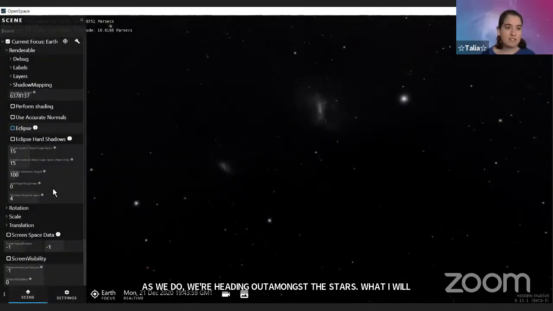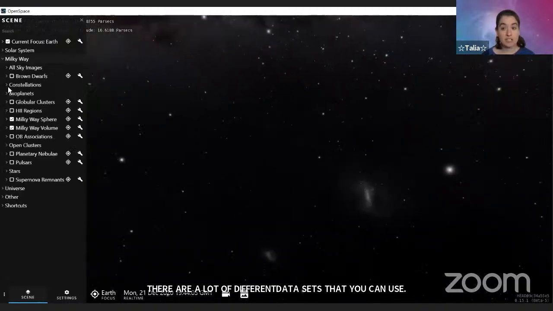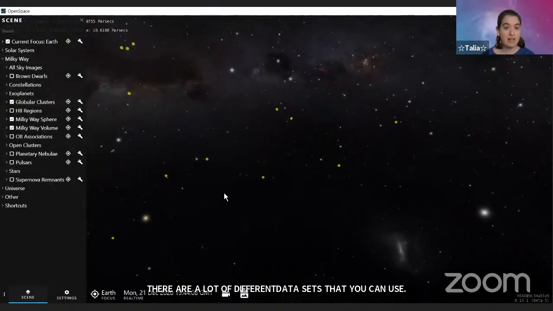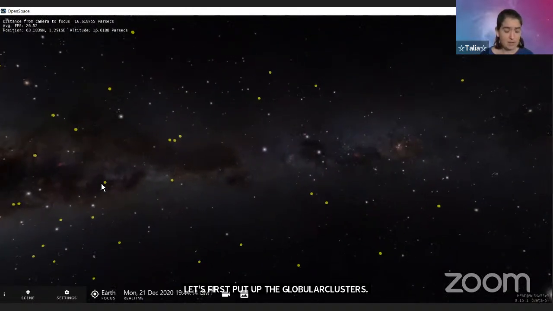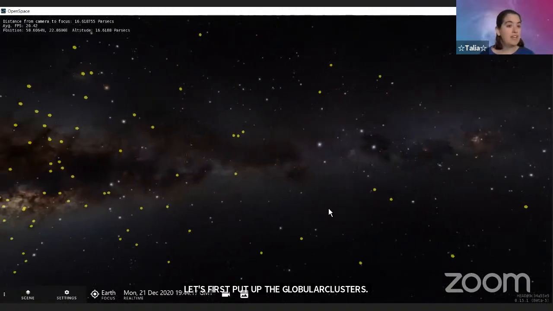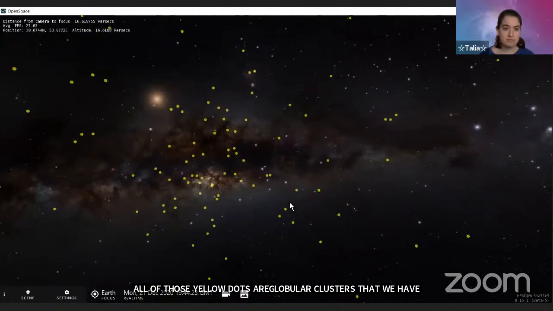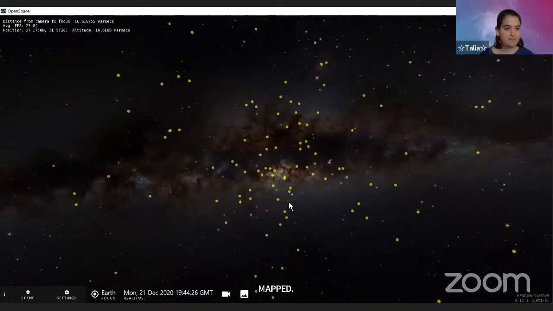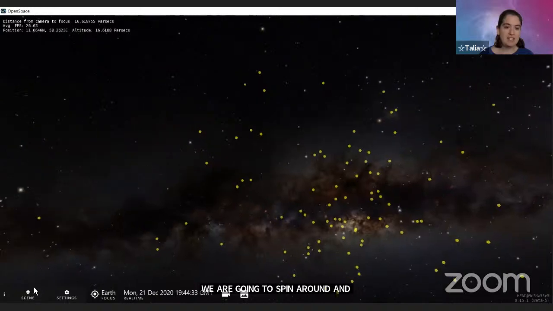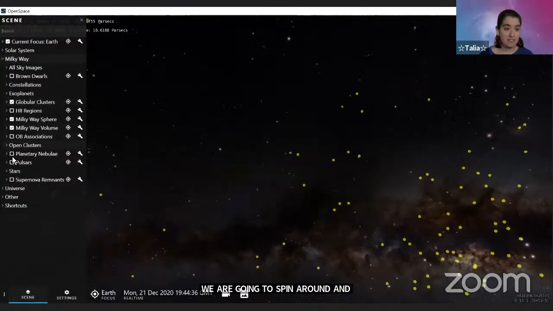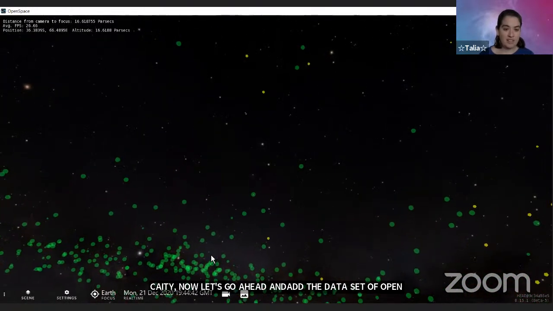So Katie, first of all, I'm going to say let's first put up the globular clusters. So she's going to mark where the globular clusters are. So all those yellow dots are globular clusters that we've mapped. And we're going to just sort of spin around, take a look at where they are, where you see them distributed. And now, Katie, let's go ahead and add the data set of open clusters. So the yellow dots are still going to be the globular clusters. The green ones are the open clusters.